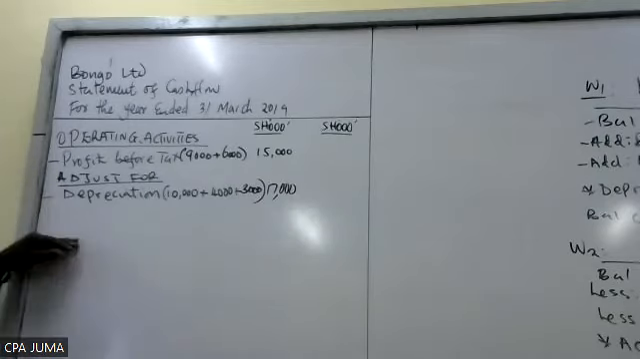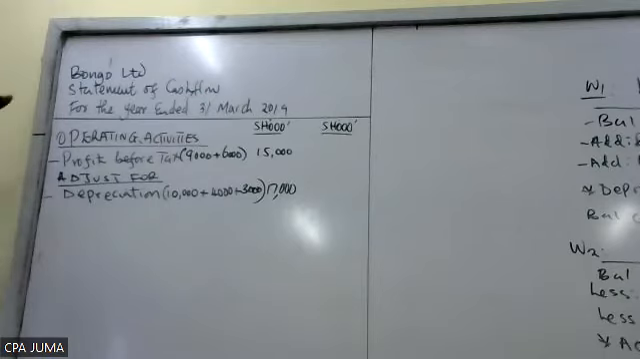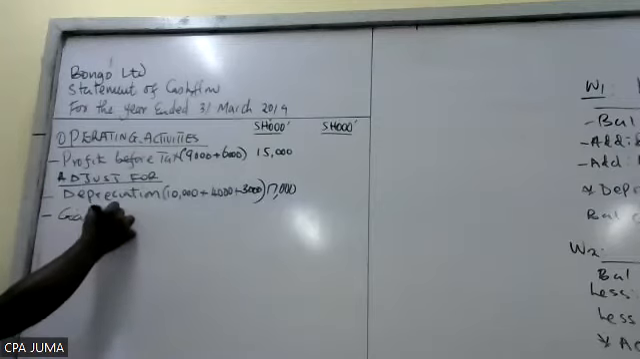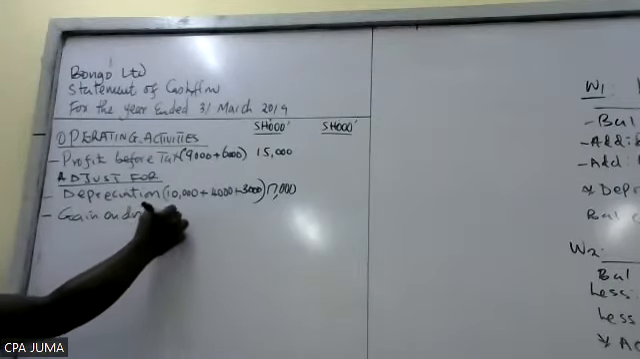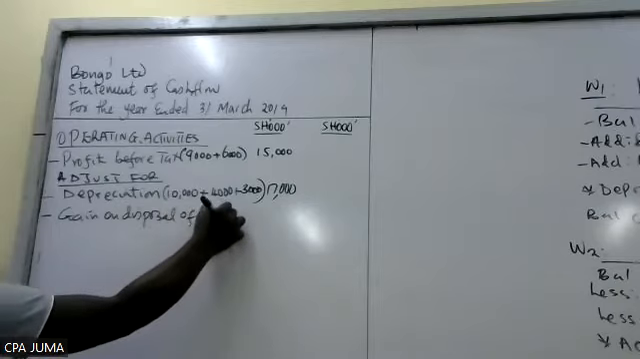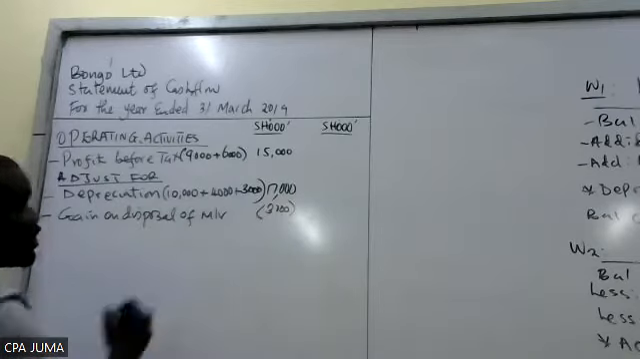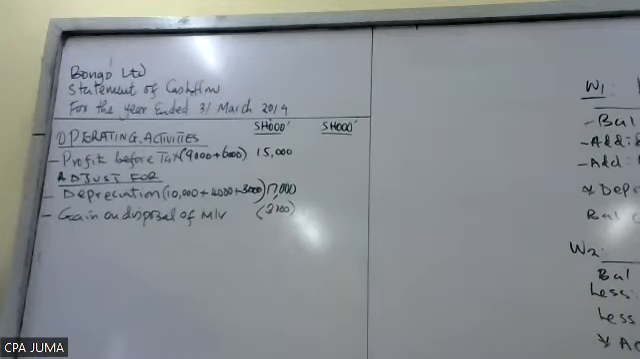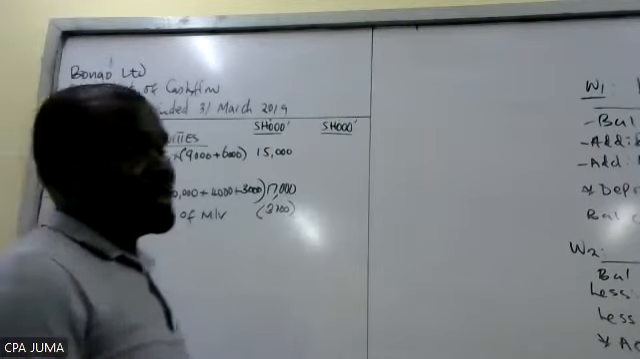There is no amortization, there is no impairment. So check whether we gained or we lost on disposal of any asset. Yes, there was a gain on disposal of motor vehicle of 3,000. So gain on disposal, we add or we less? We subtract. Gain on disposal is not an operating income, so you less.